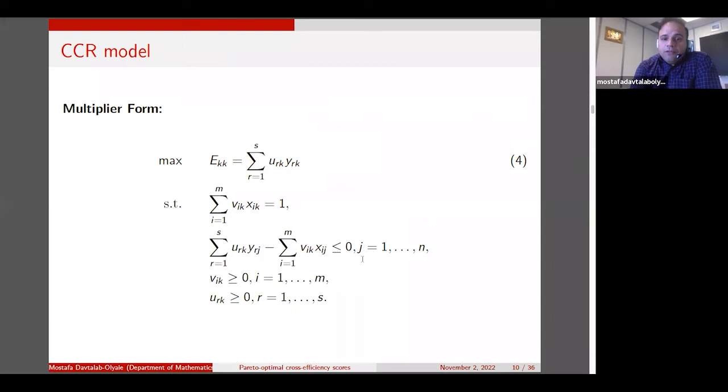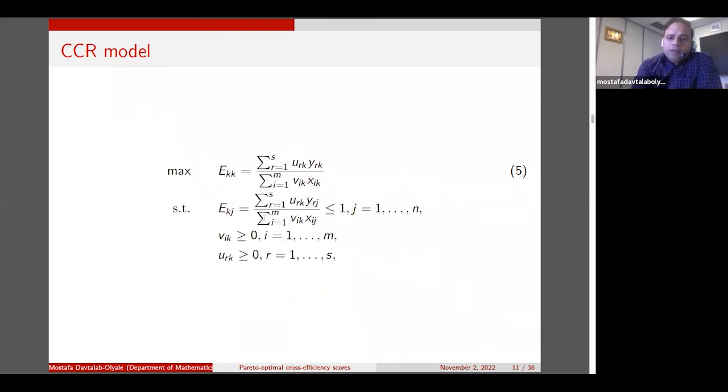Another interpretation of this model is that it is the linear equivalent of this model. This model, in fact, chooses the best weights of input and output, u and v respectively, such that the efficiency of the DMU under evaluation, here DMU K, is maximized. So this model just looks at the DMU under evaluation and provides a self-evaluated efficiency for DMU K.